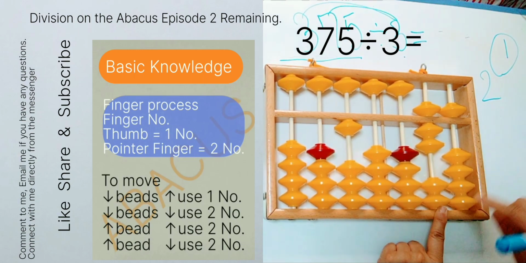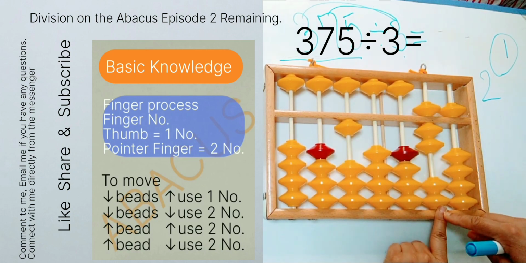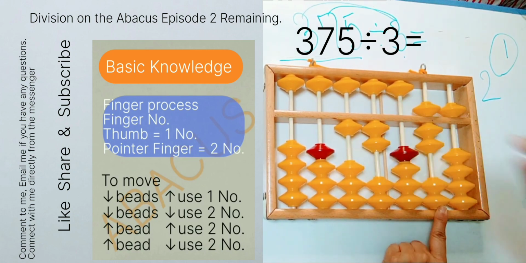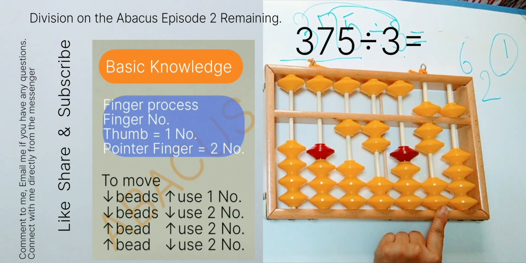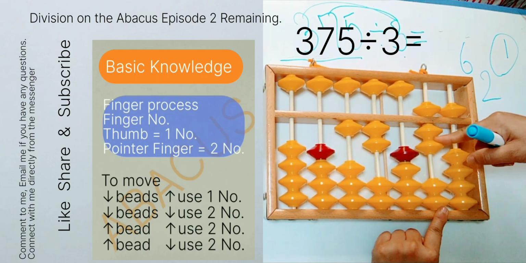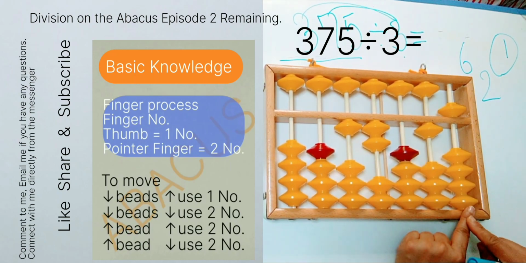Place your answer 2 rods left side from your pointer finger, so 2 here, and reduce only 6, because 3 twos are 6. We place 2 here, and we have to reduce only 6 from here, means 6, 1 and 5, 6. Don't forget to change your pointer finger.